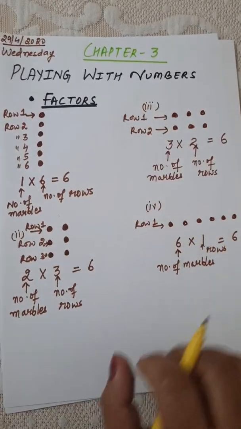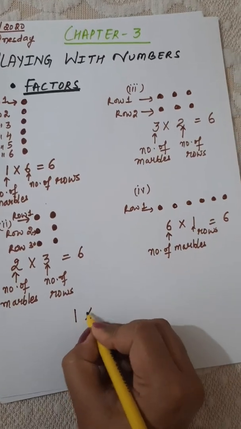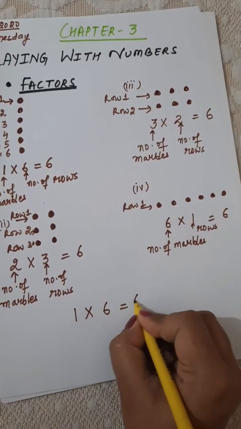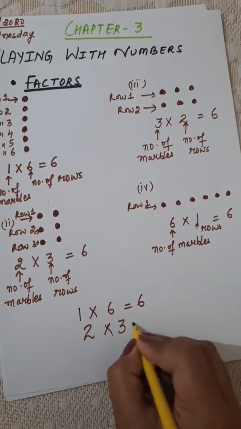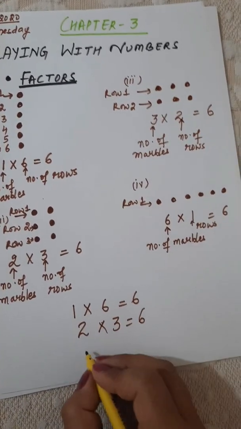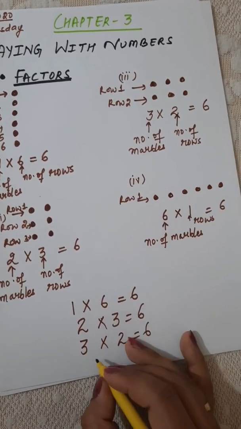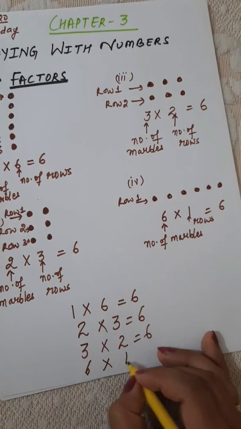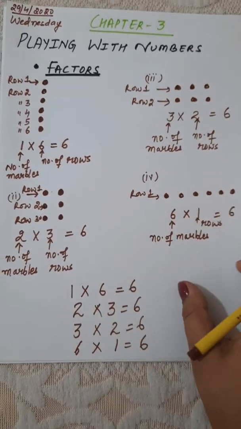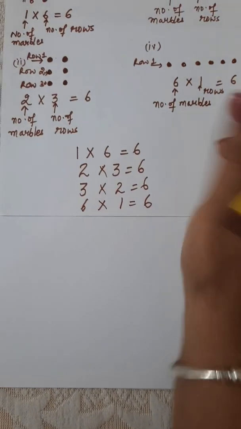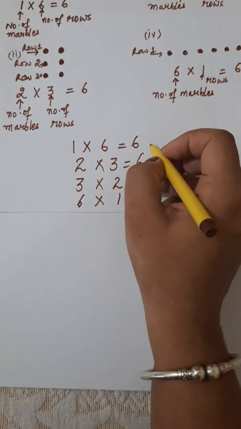When I observe all these patterns, what will I get? I will get 1 multiplied by 6 is equal to 6. Then 2 multiplied by 3 is equal to 6. Then 3 multiplied by 2 is equal to 6. And 6 multiplied by 1 is equal to 6. Observing all these patterns, I find that 1 is an exact divisor of 6.